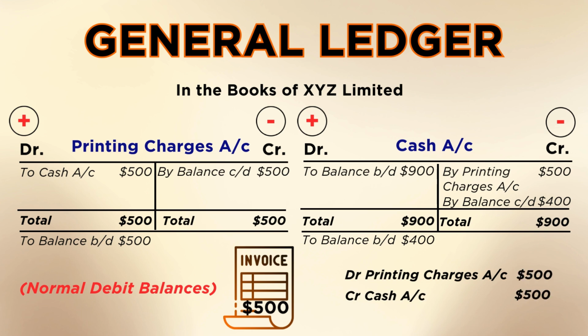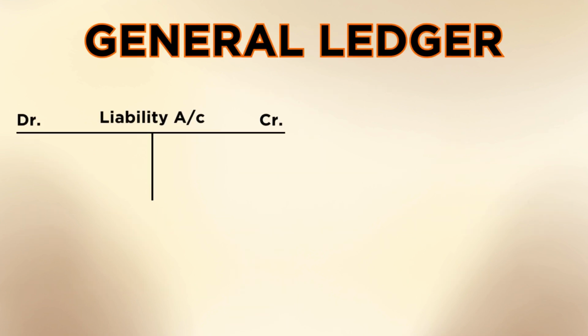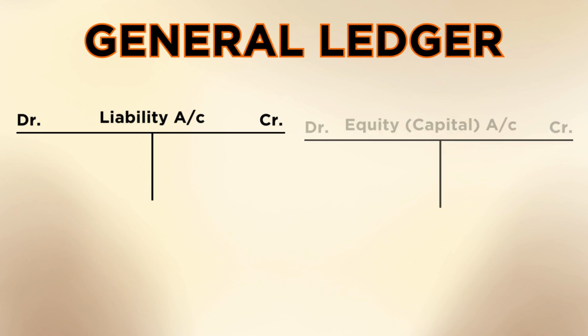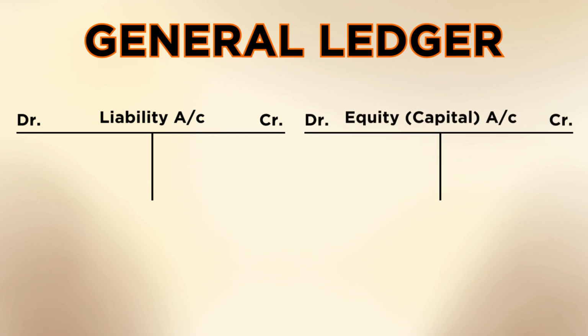Now, let's see the third one, which is liability account. Accounts pertaining to debts or obligations of a firm are part of this category. For example, borrowings, creditors, accounts payable, and so on. Fourth one, capital account. All accounts pertaining to capital infused or drawings will fall under this category.